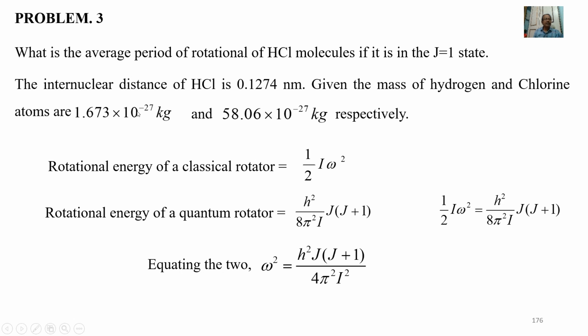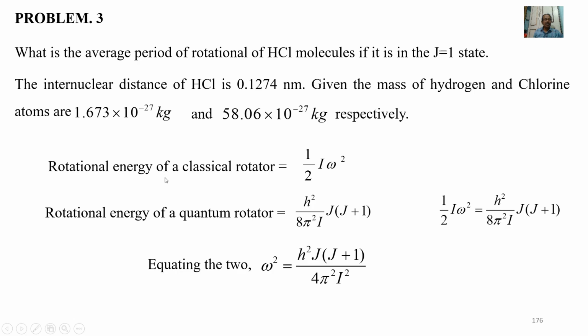The internuclear distance of HCl is given as 0.1274 nanometer. Given the masses of the hydrogen and chlorine atoms are 1.673 × 10^-27 kg and 58.06 × 10^-27 kg respectively.